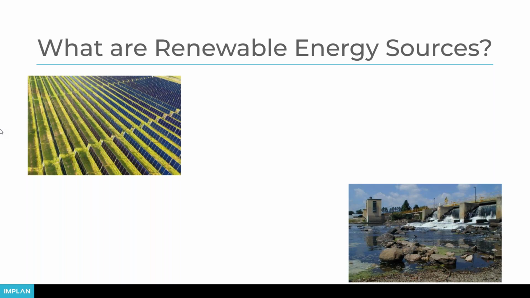Next, we have hydropower. Hydroelectric plants use surface water flow to generate electricity. Because the source of hydroelectric power is water, these plants are usually located on or near a water source.